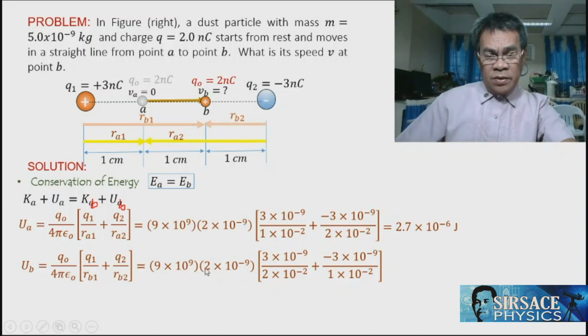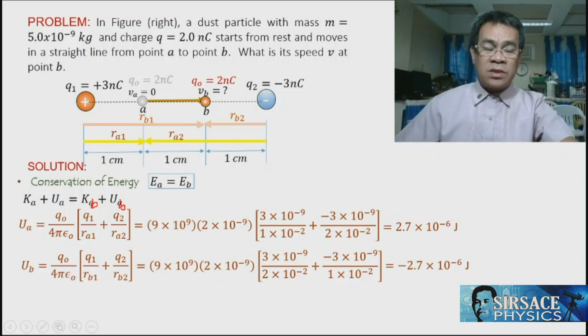So therefore, when you look at the solution, this is, again, the constant, while this one is the moving charge, and this one is the charge 1 divided by 2 centimeters. Okay, this is 2 centimeters again, while the charge 3 is now only 1 cm. Then the result is a negative 2.7 times 10 raised to negative 6 joules. Okay? So we already have the initial potential energy and we have the final potential energy.